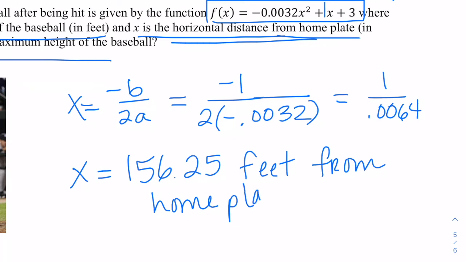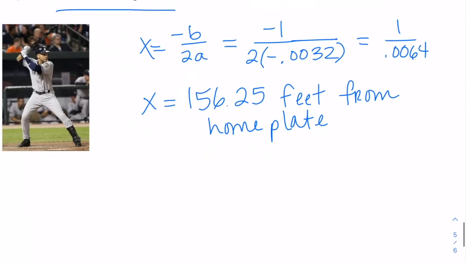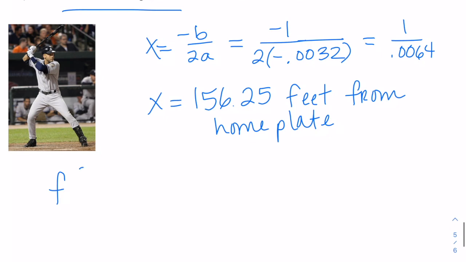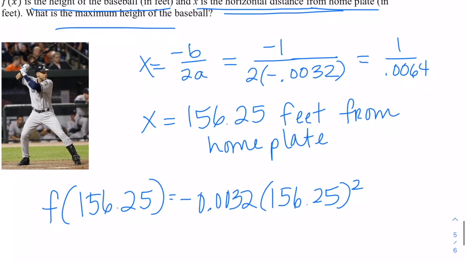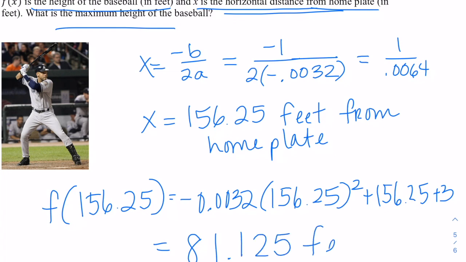That doesn't tell us the maximum height. We're going to have to plug that into the function. So f of 156.25: negative 0.0032 times 156.25 squared, plus 156.25 plus 3. And that's going to equal 81.125 feet. And that's going to be the maximum height of the baseball.